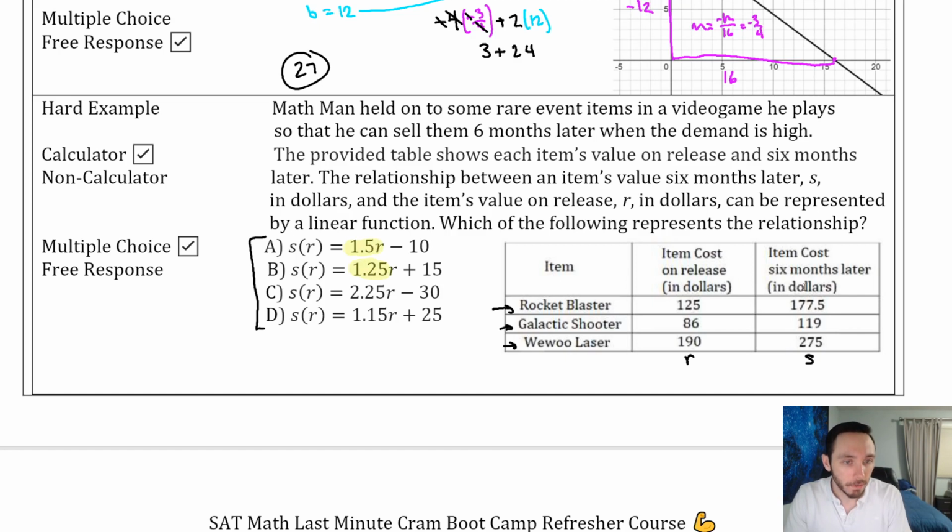Okay, so I noticed that the answers here all have a different slope. Sometimes you'll see maybe 2 have the same slope and another 2 have the same slope, and maybe the difference is in their b-value or something like that. It depends on how the problem is written.